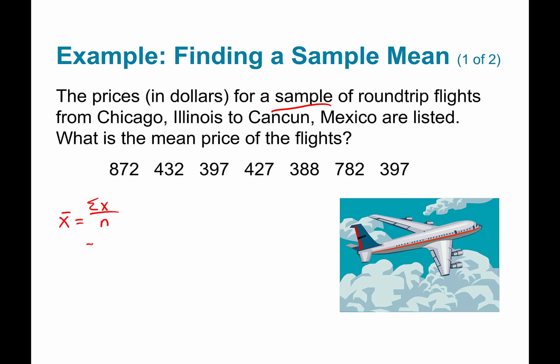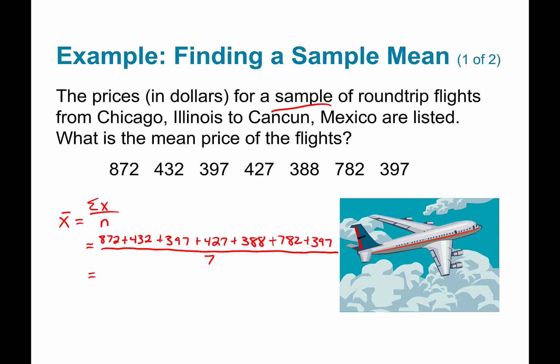To calculate this, we add up. The sum of x just means add up all of your data values. So 872 plus 432 plus 397 plus 427 plus 388 plus 782 plus 397, divided by our number of data values. In this case we have 1, 2, 3, 4, 5, 6, 7 data values.